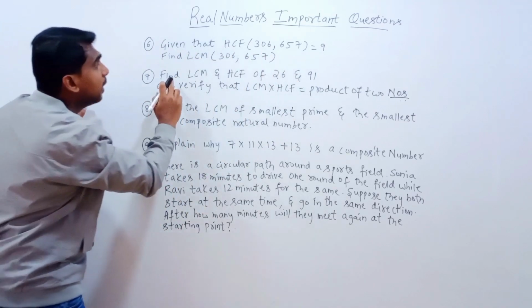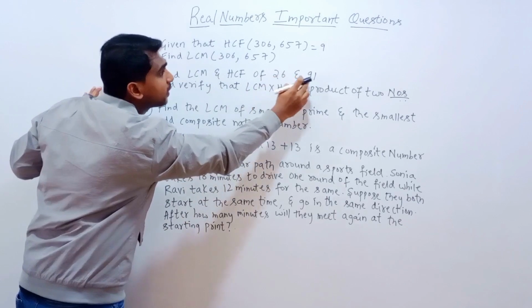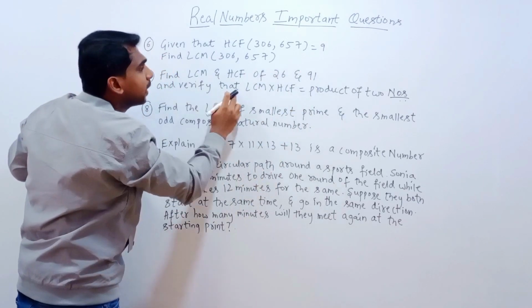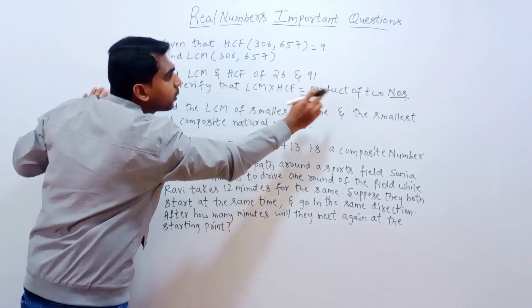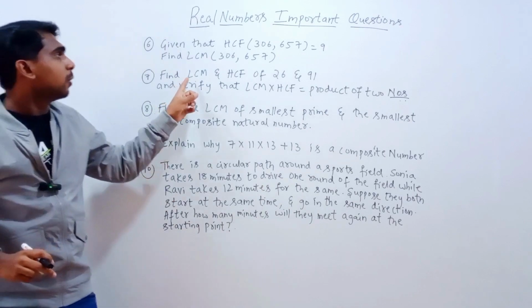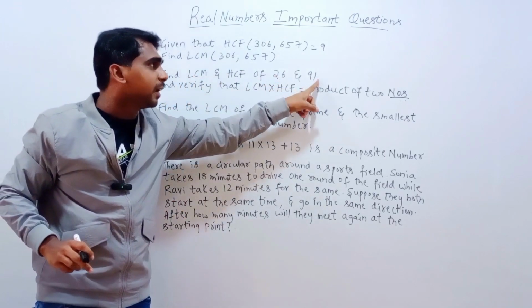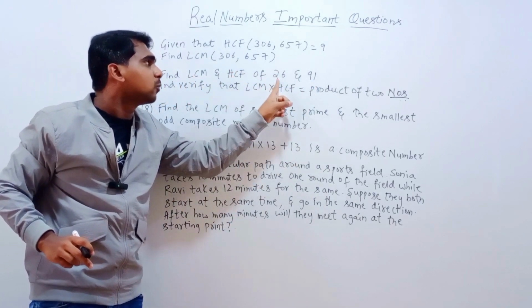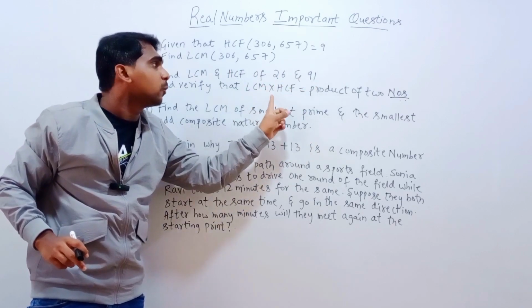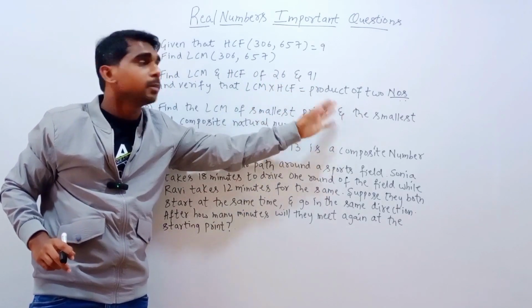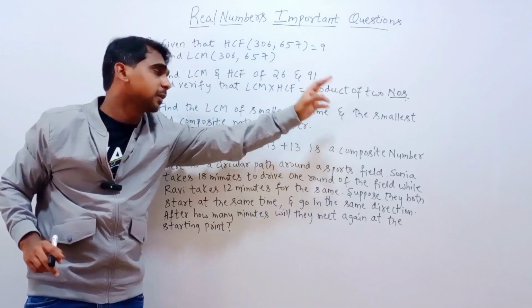Now, next question is: find the LCM and HCF of 26 and 91 and verify that LCM × HCF = product of two numbers. Here we have to find the LCM of 26 and 91 as well as the HCF of 26 and 91, and also we have to verify this formula. This will be asked for 2 marks.